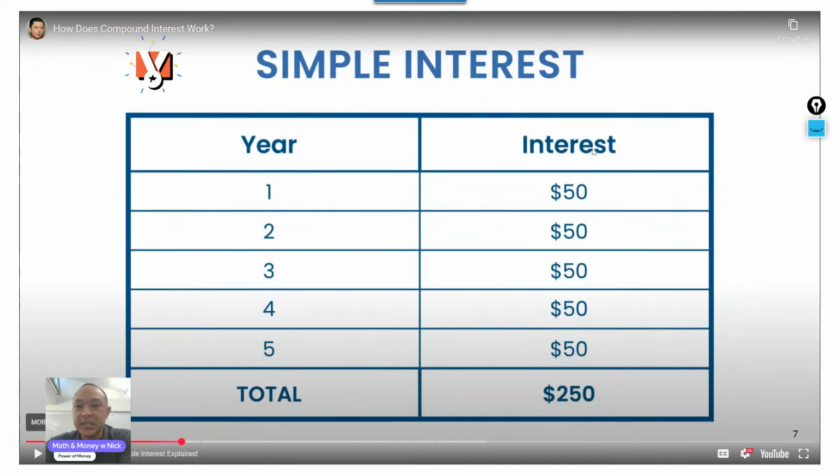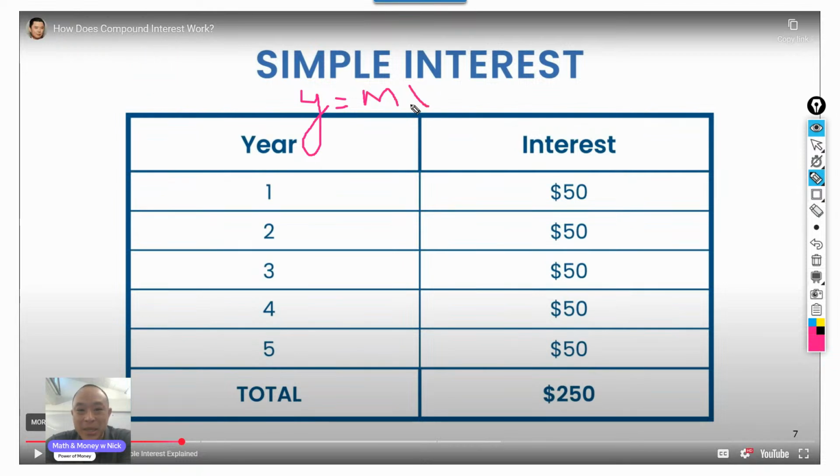So basically, simple interest is nothing more than a math formula, right? You've probably seen this, remember this from your math class: y = mx + b. And b is basically your y-intercept, or the amount of money, your initial investment at time 0. That's your y-intercept. m is your interest rate, and then x is your time.